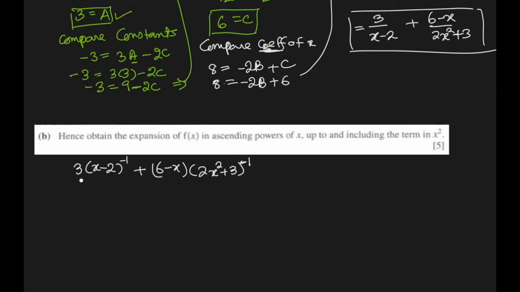Since we have to expand these two, because 3 and 6 minus x are already settled, we have to expand these two up to x squared, and that's what we're going to do now. Okay, so keep 3 as it is, and expand this. What is the expansion of 1 plus x to the power n? It is 1 plus nx plus n times n minus 1 over 2 factorial x squared plus something. Yeah, but this is for 1 plus x.